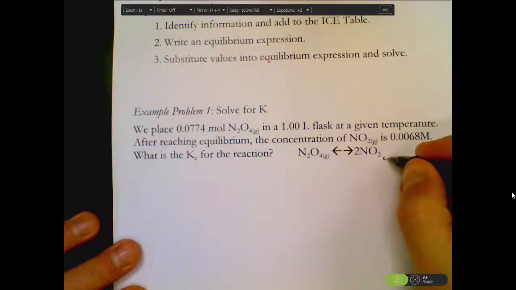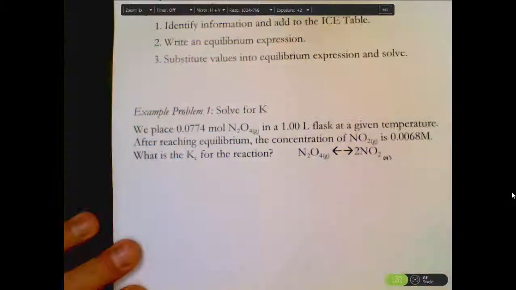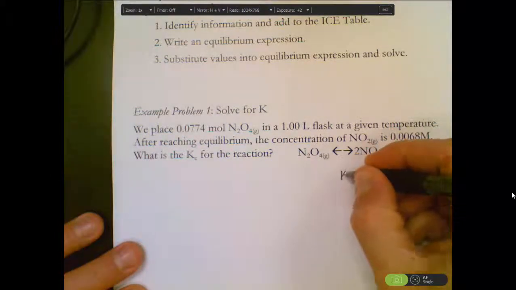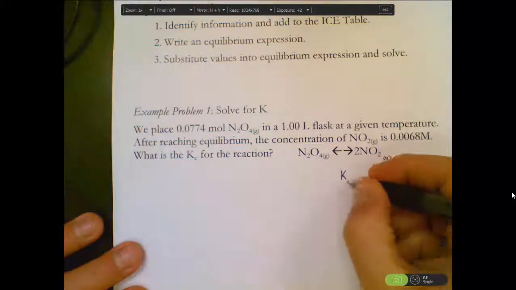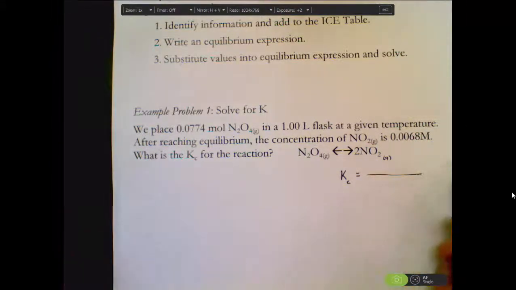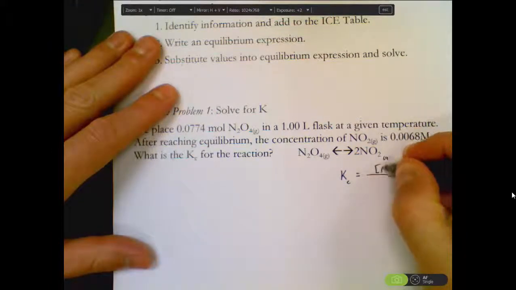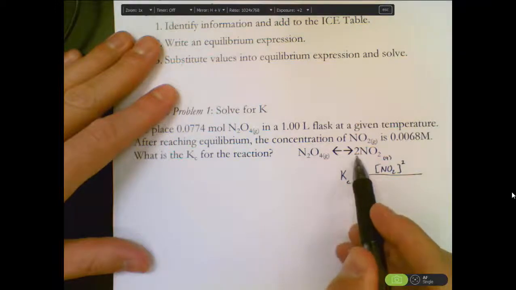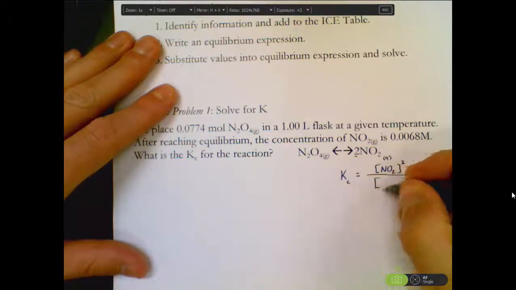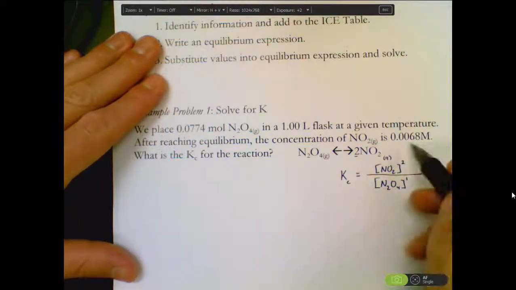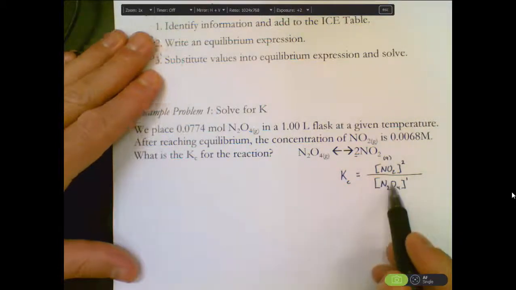This is a gas. It says that in the problem. It should probably actually say that in the equation, but we can figure that out from the problem. So we know that both of these substances will be in our equilibrium expression. Recall that the products go on top. So the concentration of my nitrogen dioxide, it's going to have a power of 2 from that coefficient, and then the concentration of my N2O4, which has a power of 1. What I'm looking for are the values that go in here.